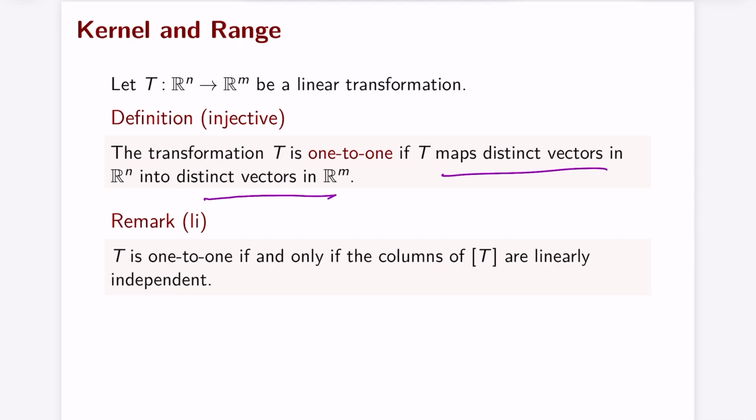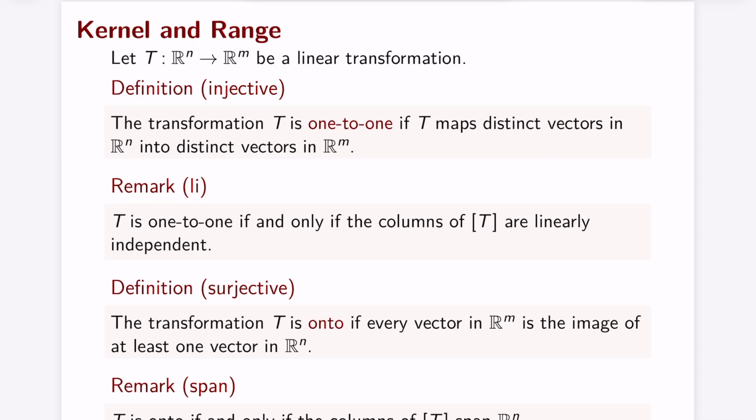And relating this to the associated matrix, we can see that this is actually completely equivalent to the columns of the associated matrix being linearly independent. This is going to be a very practical condition to check injectivity in a linear transformation. We can just calculate the associated matrix and see if the columns of the matrix are linearly independent. If they are, then the function is injective. Otherwise, it's not.